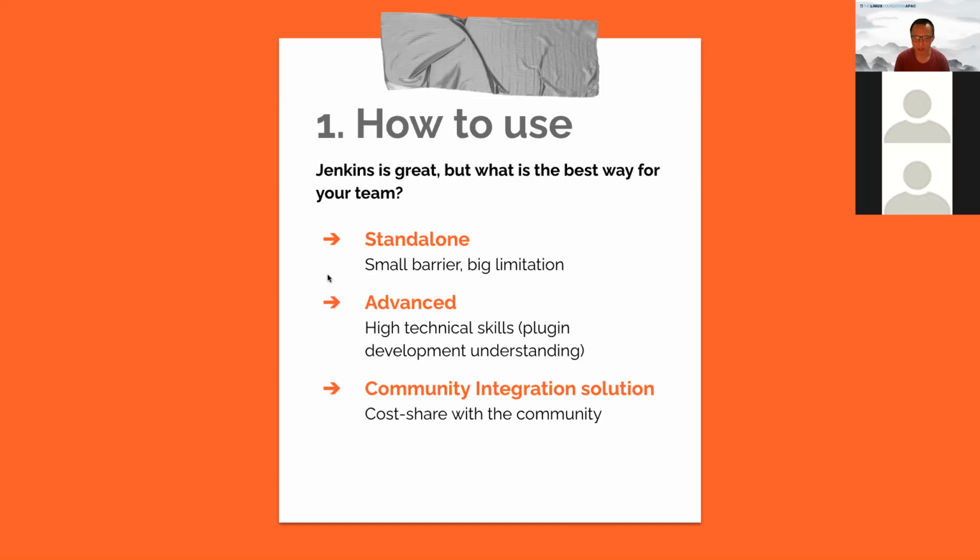And the third one is the community integration solution, like Kubernetes. I think for now a lot of teams have already adopted Kubernetes in their environment, but it's hard to just use Jenkins as I mentioned before, as a standalone way. You might need to do a lot of other things to make it easier to use. So a community integration solution might be better for you. It can share the cost with the community.